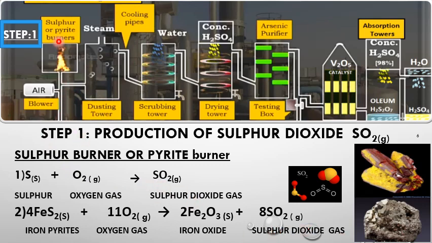If sulfur ore is used, the burner is known as a sulfur burner. If iron pyrite ore is used, then the burner is called a pyrite burner. 1 mole of sulfur combines with 1 mole of oxygen and produces 1 mole of sulfur dioxide gas. If iron pyrite ore is used, then it produces sulfur dioxide gas with the byproduct iron oxide. In the side picture, I have shown both ores, sulfur ore and iron pyrite ore.